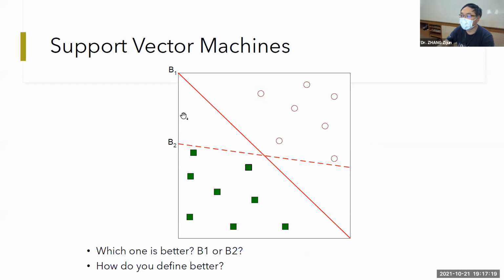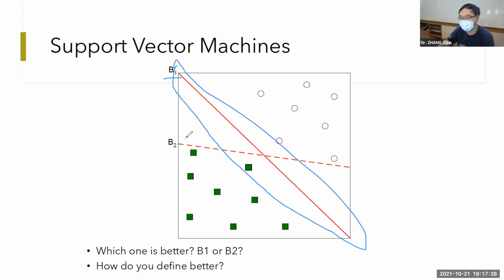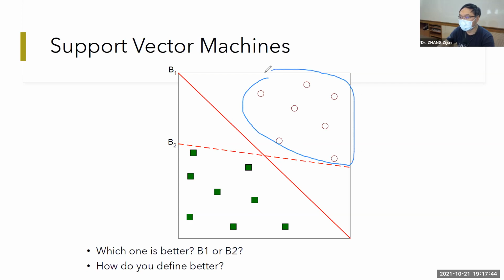So there are many decision boundaries we can use based on this example. For example, we can use this one, B1, which means decision boundary 1. We can use another one, B2. Either of them can separate data well into two classes. That means based on either of them, all the data with circle are on one side, and all the data with green square are on the other side.